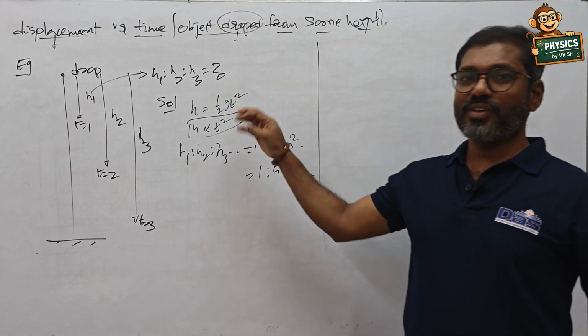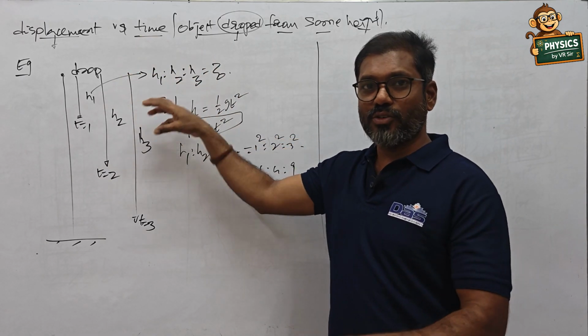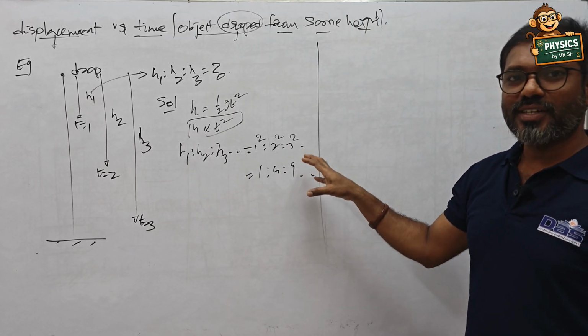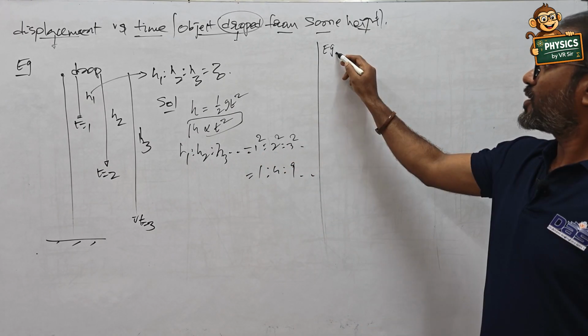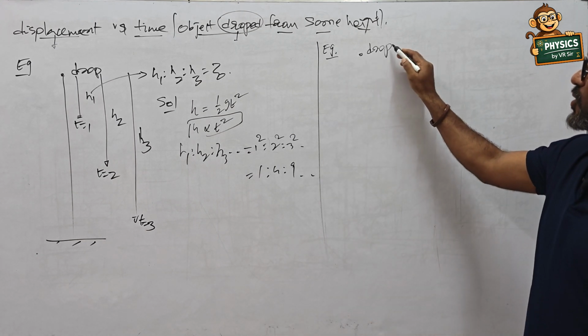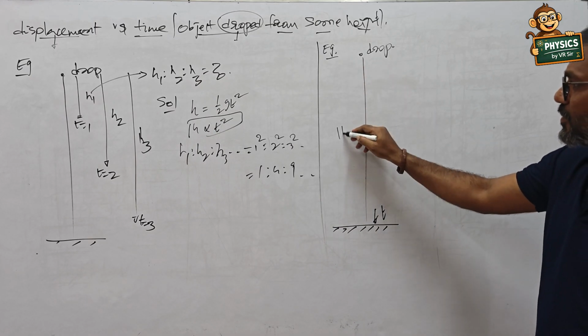When an object is dropped from some height, the ratio of the depths fallen in 1 second, 2 seconds, 3 seconds and so on is equal to the ratio of the squares of the integers. So, squares of the integers. Now the next example.